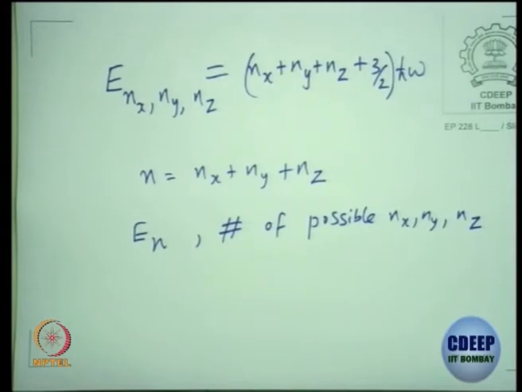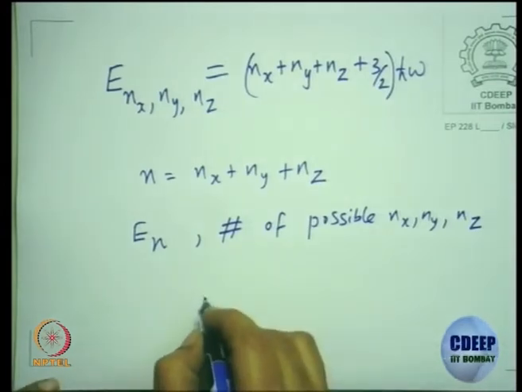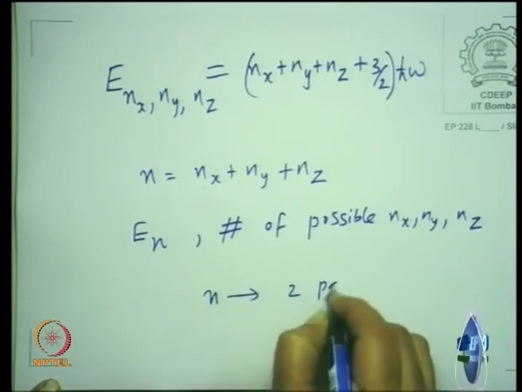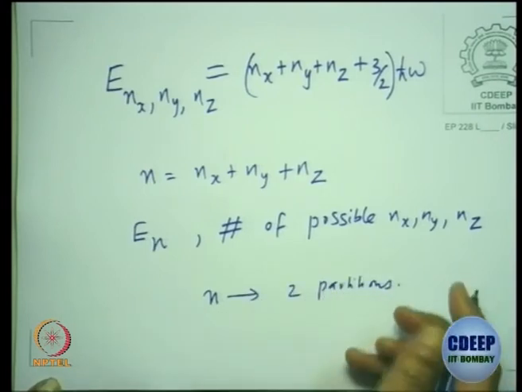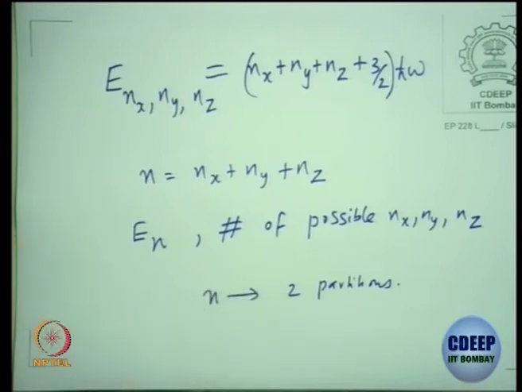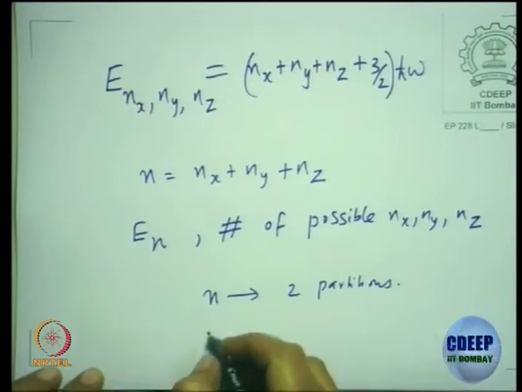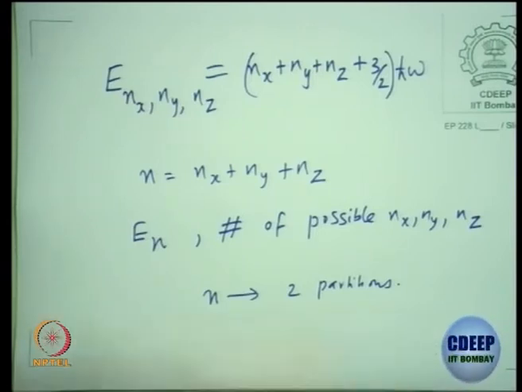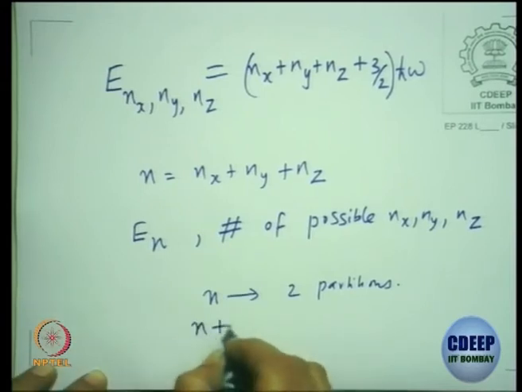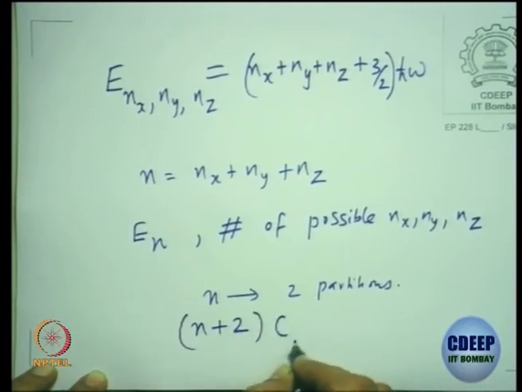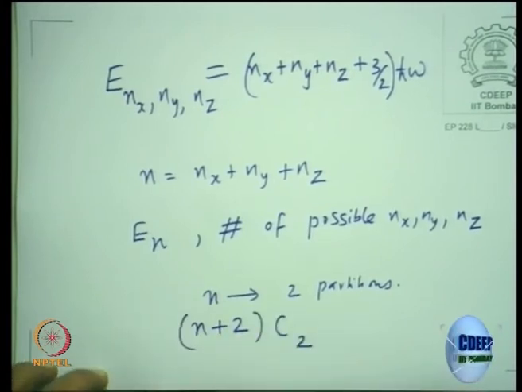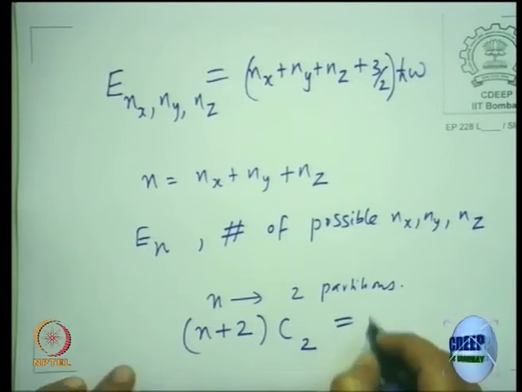Someone said n plus 2 C 2. Do you understand? Given an integer n, you need two partitions, right? Then you can split it up into n1, n2, n3. The first partition can be put in n plus 2 possibilities including the end partitions, right? And you will have the second one in n plus 1, and then you can swap these partitions also. So, you will have n plus 2 C 2.